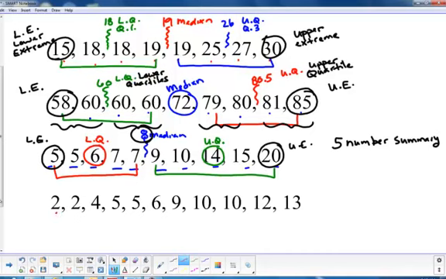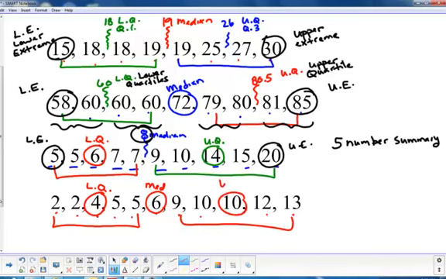And the last one on this page, again, we're going to count to the middle. So 6 is my median. 4 is my lower quartile. 10 is my upper quartile. 13 is my upper extreme. And 2 is my lower extreme.